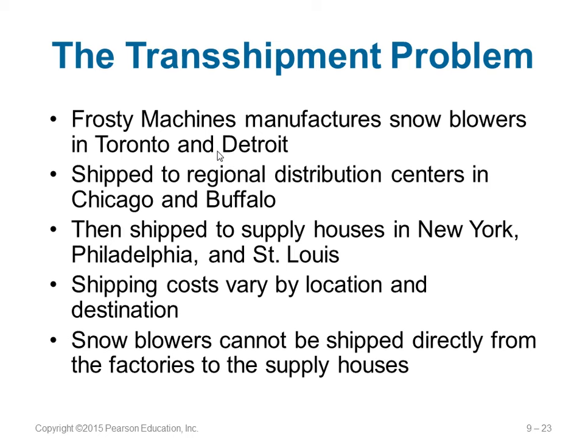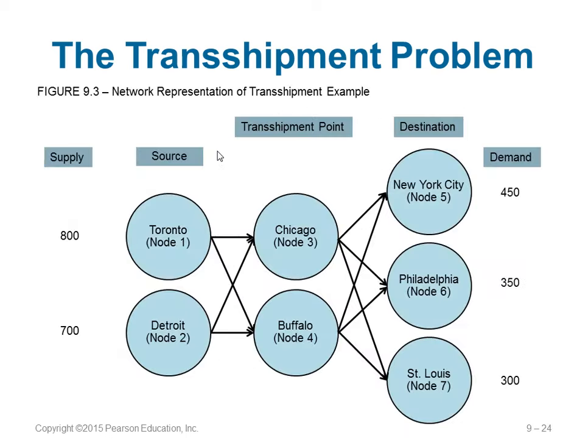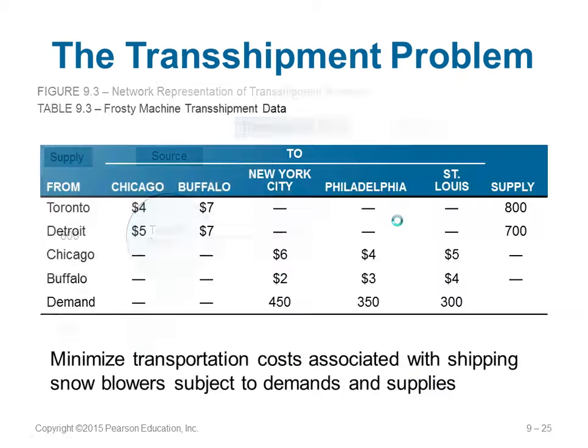So you cannot go from the source to the supply house directly. It has to go through the middle one. So here is a representation. Source is there, which is Toronto and Detroit. This is the source, and the destination is New York City, Philadelphia, and St. Louis. It has to go through Chicago and Buffalo, and the connections are given. Supply from each source is given, demand from each one is given as well. So this is called transshipment.